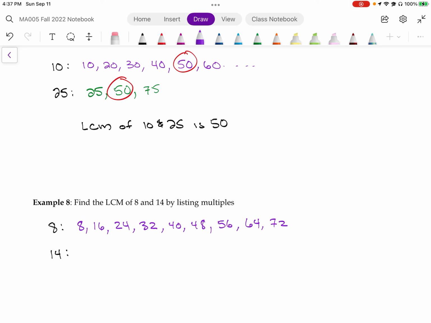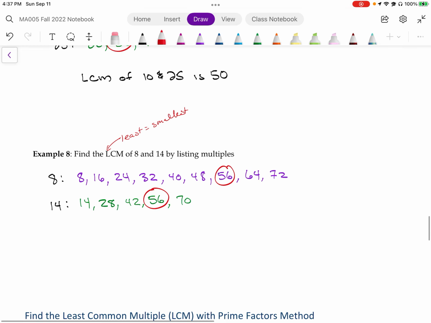14 is going to be, let's change colors here. 14 is going to be 14 times 1, 14 times 2, 14 times 3, 14 times 4, 14 times 5, I think is 70, but I'm going to stop because I see 56 here. And again, I could keep going. There will be another one and another one and another one, but I want the smallest, the least. Remember that least means smallest. Okay, so that is one method.